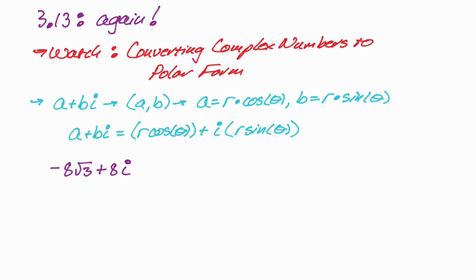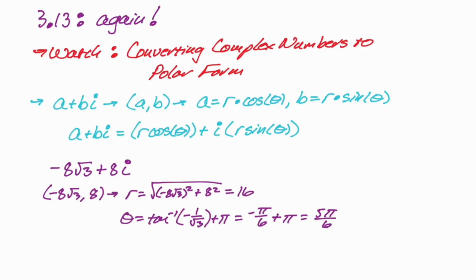So we have negative 8 root 3 plus 8i. I look at that and I think if I divided by 16, I would get a unit circle point. So r is definitely 16. Here's the work. x is less than 0, which means that we're going to do the inverse tan of y over x. So that's the inverse tangent of negative 1 over root 3, but I prefer negative root 3 over 3, which is pi over 6, but it's negative, so negative pi over 6. But then we're going to add pi because x is less than 0, so we get 5 pi over 6, and so the angle is 5 pi over 6, r is 16.